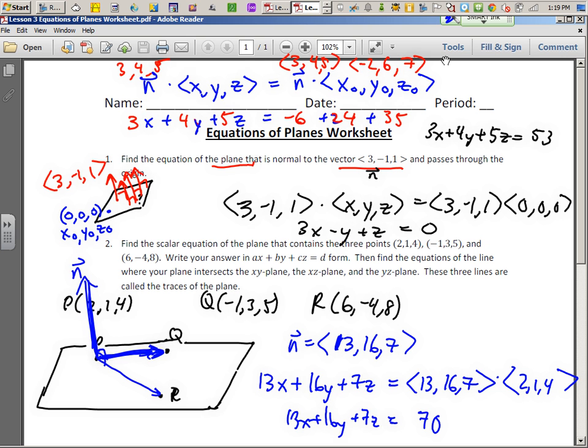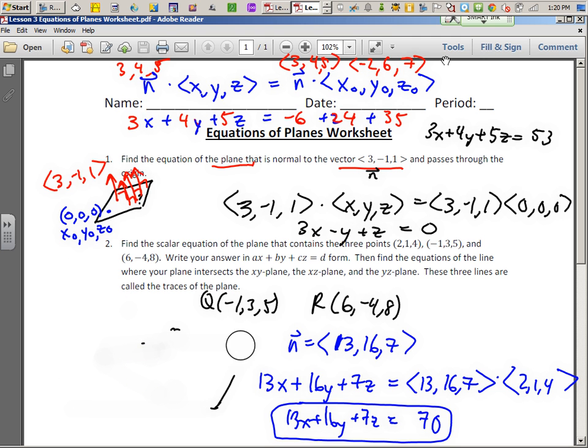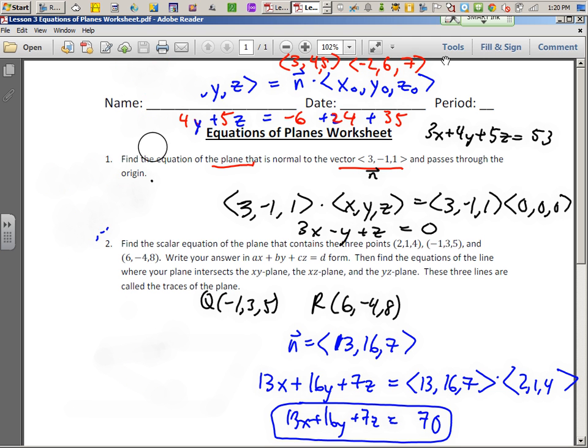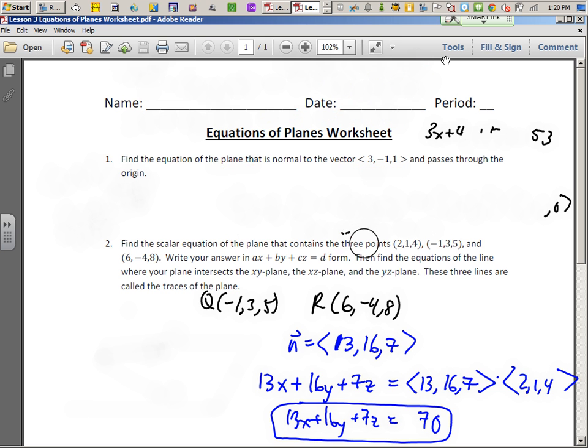And then I asked you to find the equations of the traces of the plane. Some people get all worried about this, but don't stress out about that. I'm just basically saying, look, this plane that we just found the equation of most likely hits the xy plane, the yz plane, and the xz plane. So let me just kind of demonstrate that.